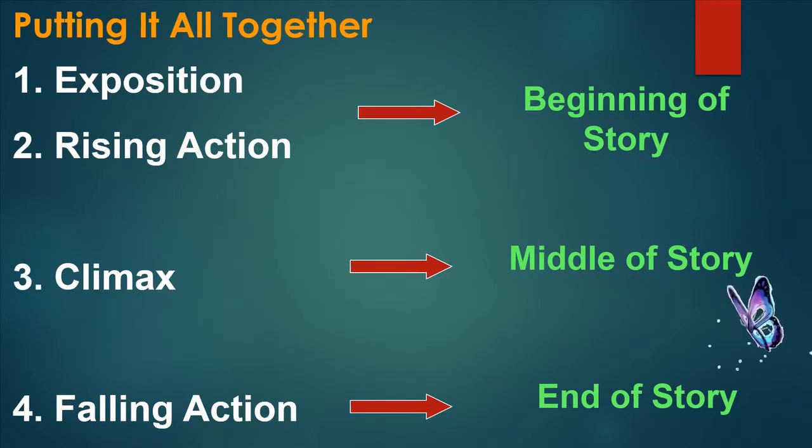And putting it all together, we have here the plot: exposition and rising action is the beginning of the story. We have the climax, it can be seen in the middle of the story, and we have the falling action or the end of a story.